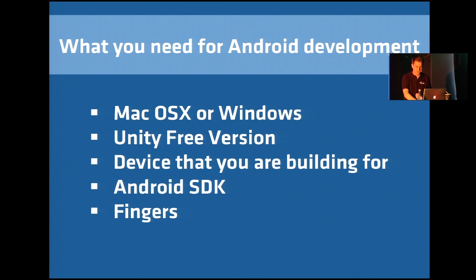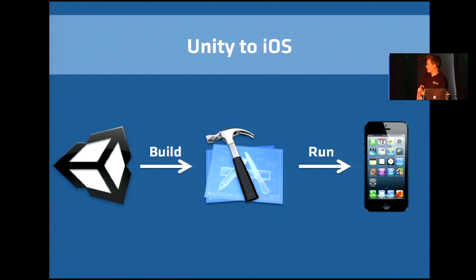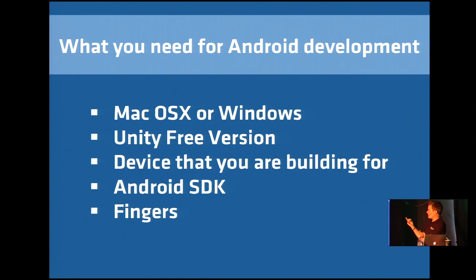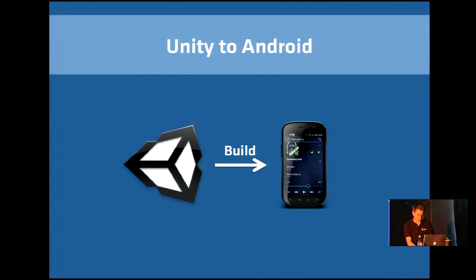That's great. Android development isn't as much of a bridge. You can use Mac or Windows. You use the device that you're building for and the Android SDK, which is free. They don't charge you money for it. And you probably need fingers as well. And you just build directly from Unity to Android. So there's a click button. Instead of getting a folder, you get a .apk file. And then if you have an Android tablet plugged in, it instantly builds it. That's Xcode, or Android's own version of Xcode.